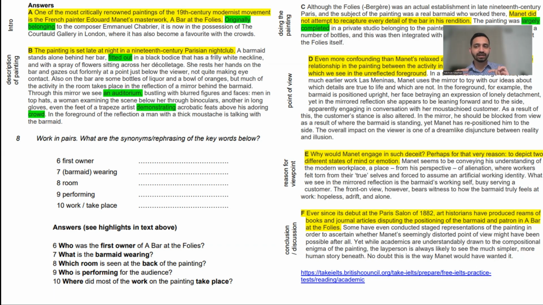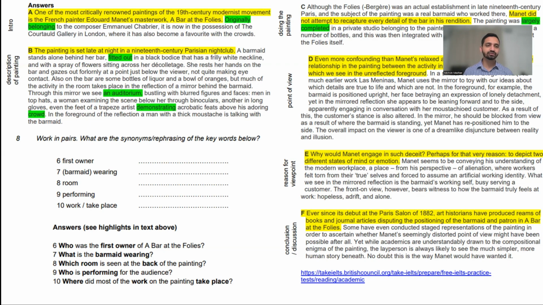So you will not find the exact word. You may find a synonym or rephrased word. Okay. Barmaid wearing. What is she wearing? Fitted out. So instead of wearing, it says the barmaid stands alone behind her bar, fitted out in a black bodice. Fitted out is the word for wearing here.